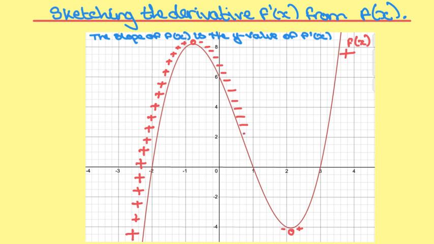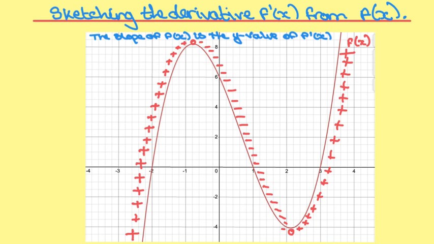Then it becomes less negative, less, less, less, until we get to 0. Then it goes back to positive, a little, a little, a little. As we go up, it gets more and more positive, more and more positive, until we get there.